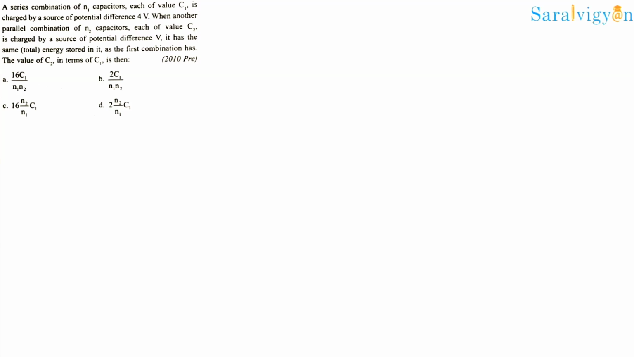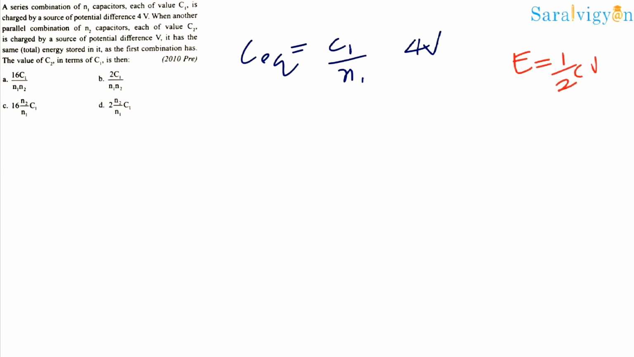So for the series combination, we know the equivalent capacitance C equivalent is equal to C1 by N. Here it is C1 by N1, and we are given the potential difference is 4V. And we know the energy of a capacitance formula is half CV square. So here we have E1 is equal to half C1 by N1, which is our C equivalent, into V square, which is 4V whole square, which is 16V square.